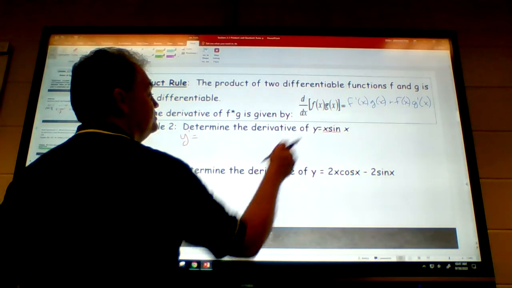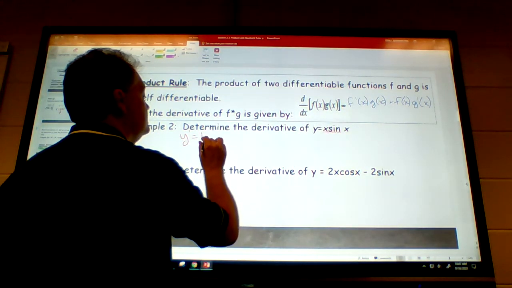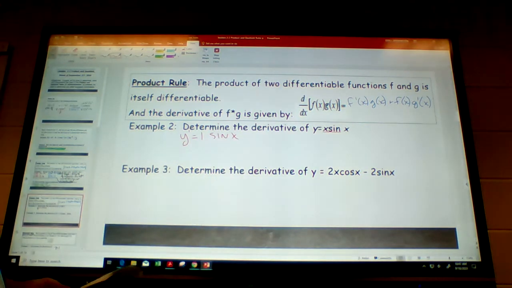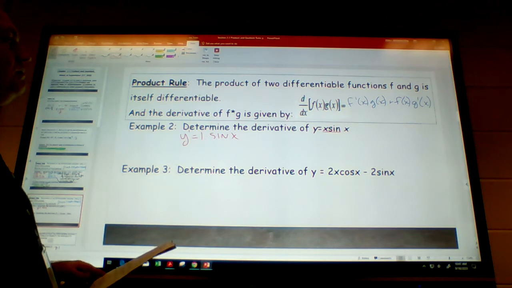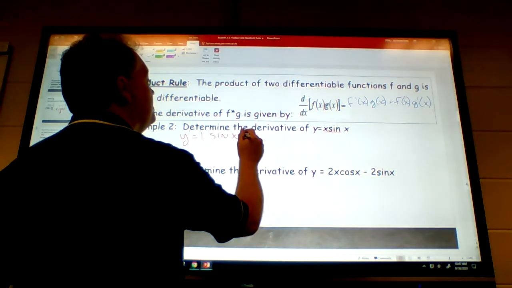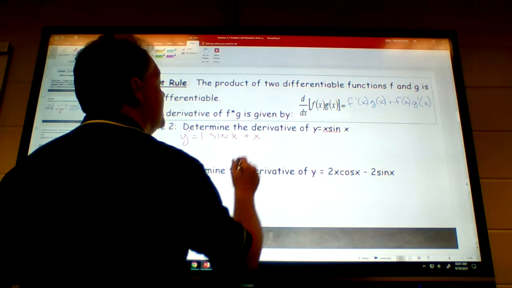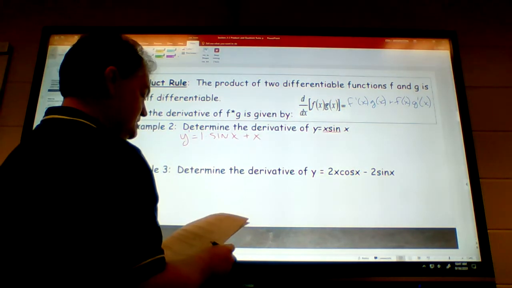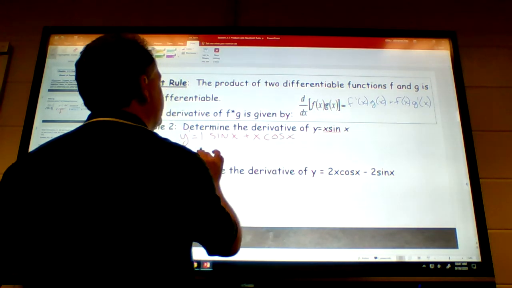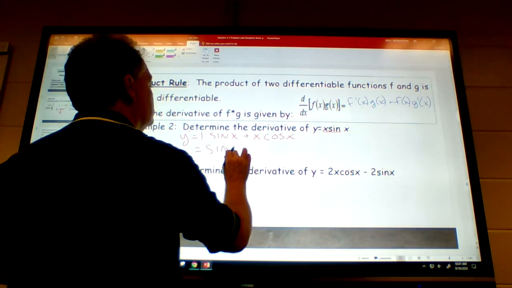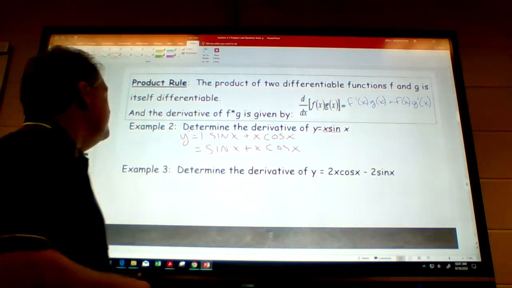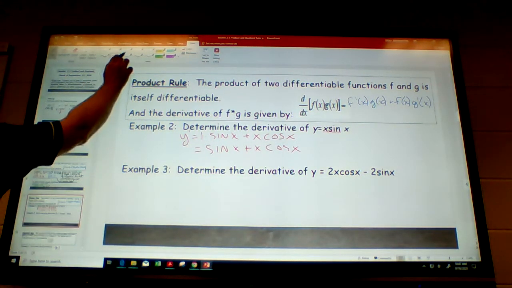Derive the first term, the derivative of x is just simply 1 times the sine of x. Now, you have seen these before, but I'm going to go ahead and go over this with you again. Plus x times the derivative of sine of x, which is cosine of x. So it's going to be sine of x plus x cosine of x. All right, that's that example.